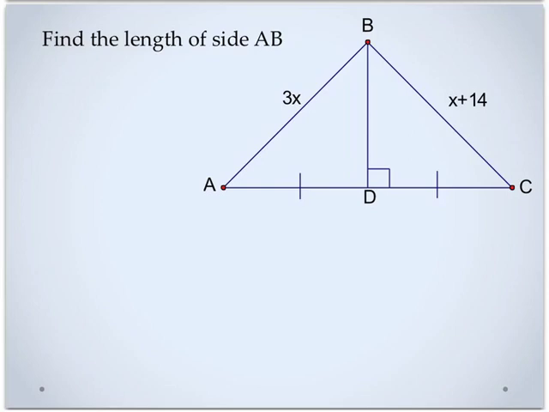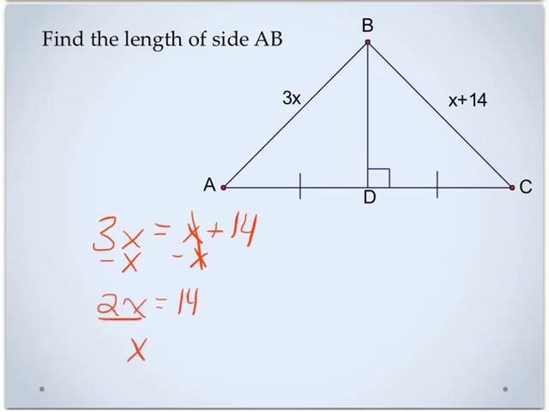So we can set up the equation 3x is equal to x plus 14 and solve for x. Subtract x from both sides and 2x is equal to 14, so x must be equal to, we're dividing both sides by 2, x is equal to 7. So when it asks us to find the length of AB, we've got 3 times 7 is equal to 21.